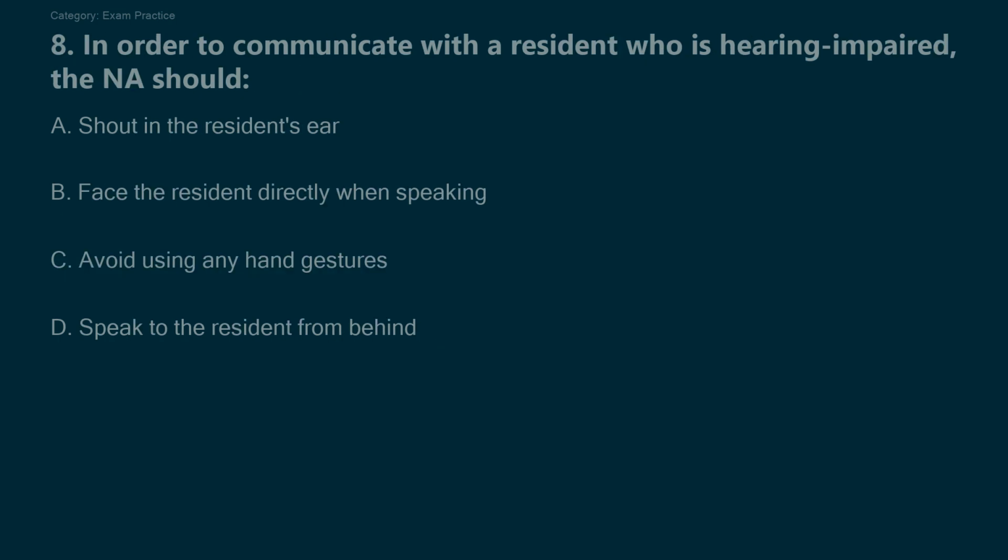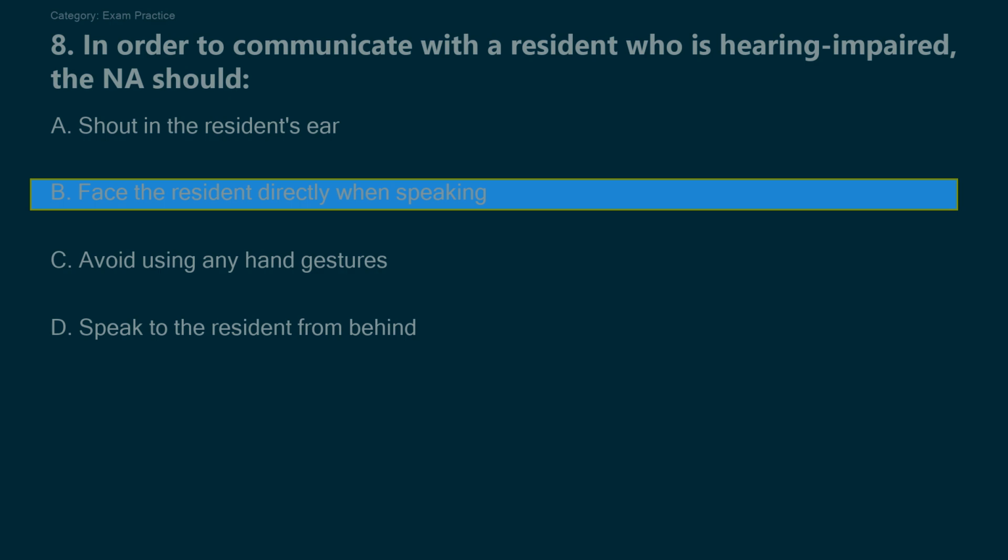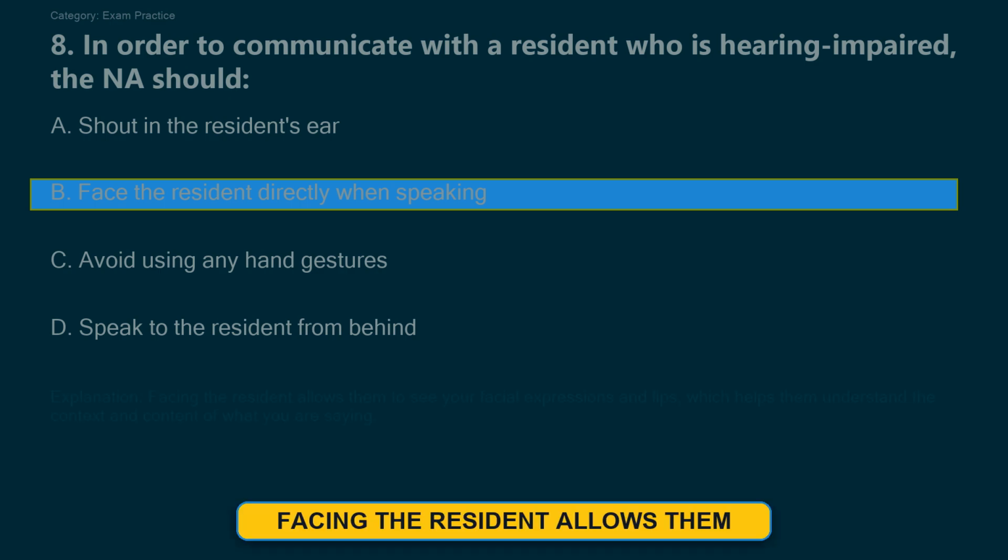Question 8. In order to communicate with a resident who is hearing impaired, the NA should: Option A. Shout in the resident's ear. Option B. Face the resident directly when speaking. Option C. Avoid using any hand gestures. Option D. Speak to the resident from behind. The correct answer is option B. Face the resident directly when speaking.